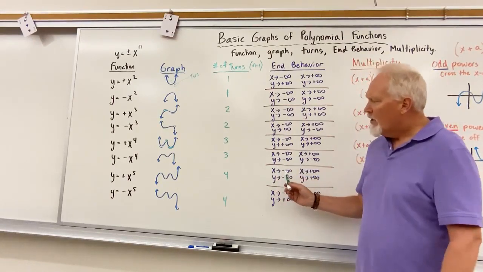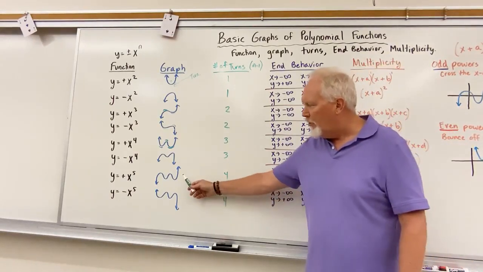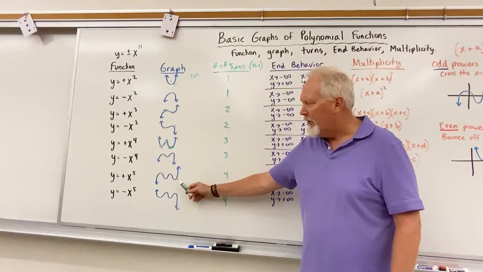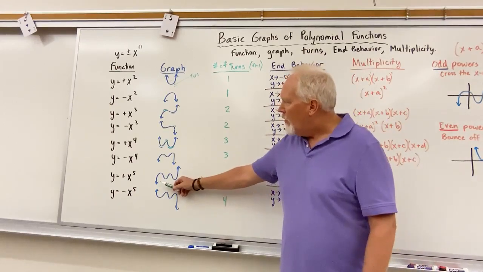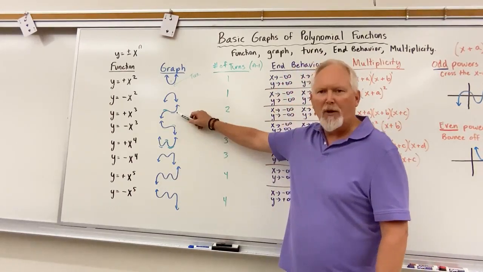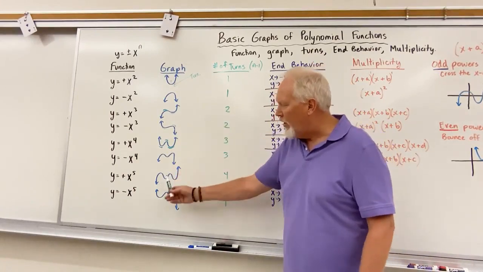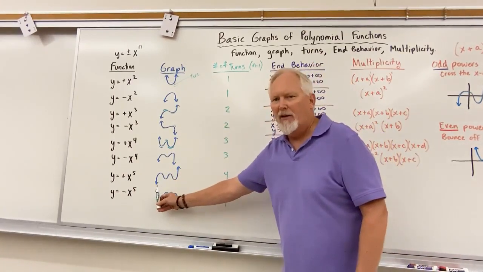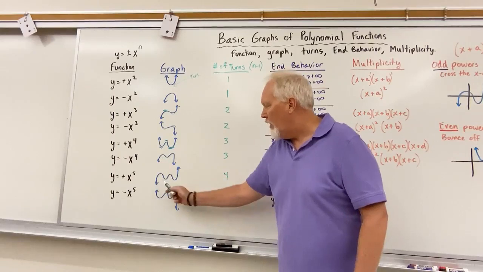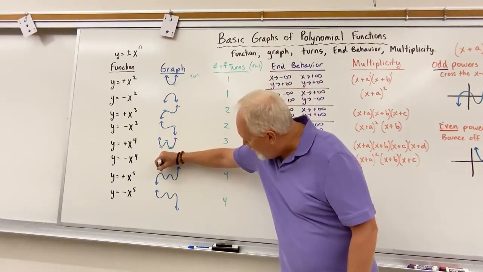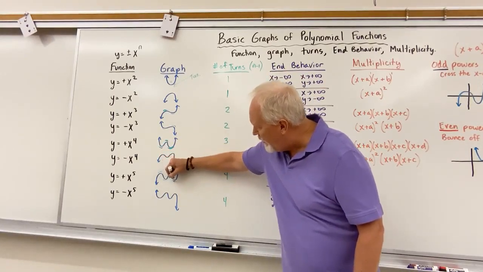All right. So now we go into the fifth power. And if we have a positive, well, look, it's very similar to the cubic. Okay? So they start on the left side, and we come up, and then we go through 4 turns. 1, 2, 3, 4 turns.